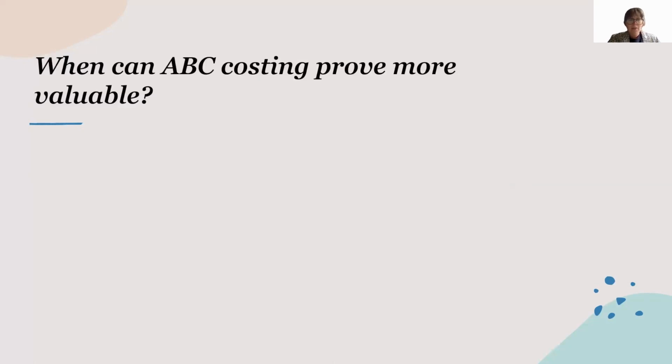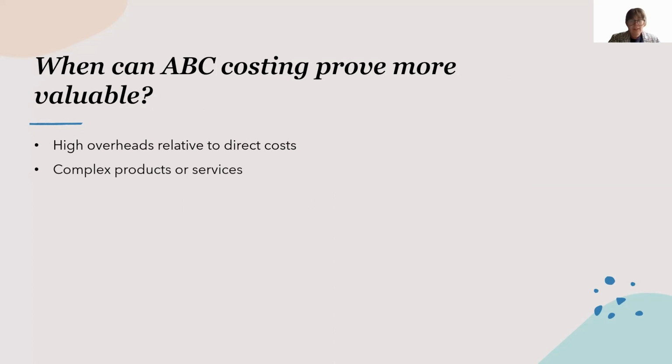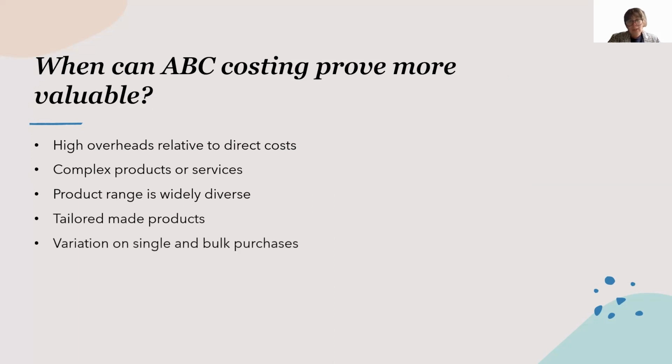So activity-based costing can prove more valuable than those traditional methods. Why? Well, if high overheads are relative to direct costs, activity-based costing is going to be more accurate. It is going to be more accurate when dealing with complex products or services, and if there is a wide, diverse product range. Tailor-made products are also going to benefit from using ABC costing, as well as a variation on single and bulk purchase buys.